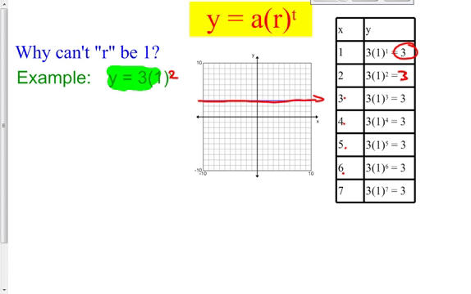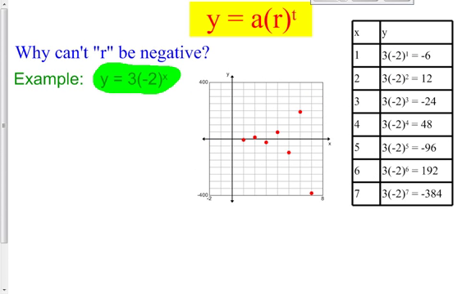This is not an exponential problem. This is a constant function. It's a linear constant. So if that's the case, this is not exponential, so your base will never, ever be 1. Students also ask, Mr. Berge, how come the base can't be negative?